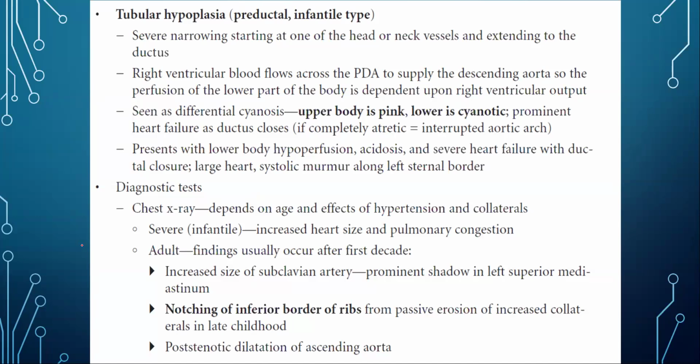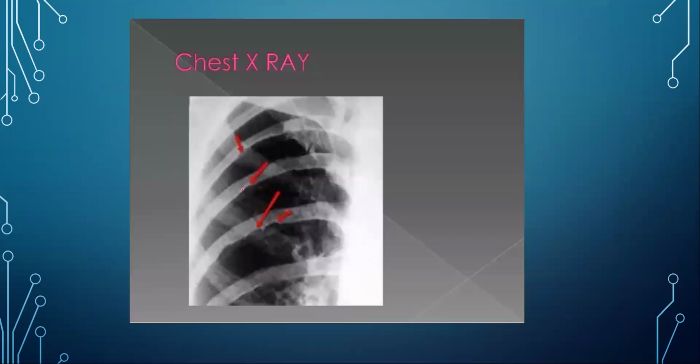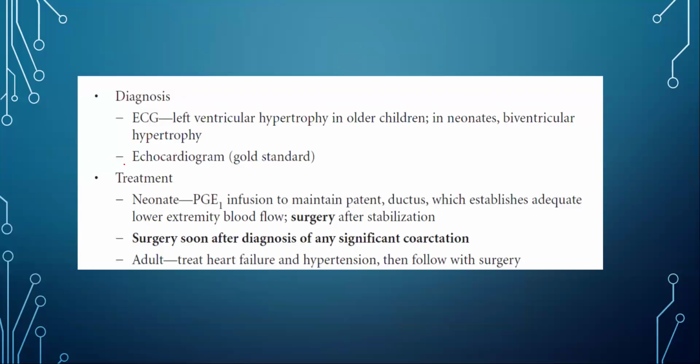So diagnosis, you can do a chest X-ray, and sometimes, especially in adults, you can get a notching of the inferior border of the rib. So you can see that these are the ribs. So there is a bit of notching on the inferior border that can be found in coarctation. But most importantly, you have to do an echocardiogram to diagnose it.